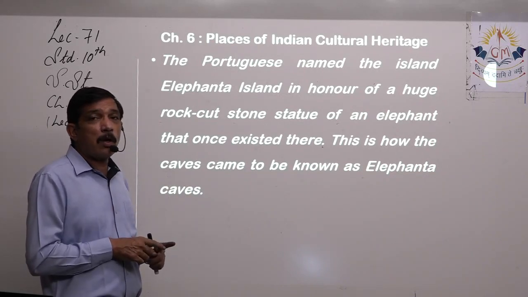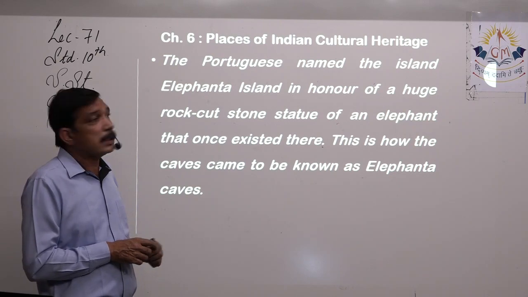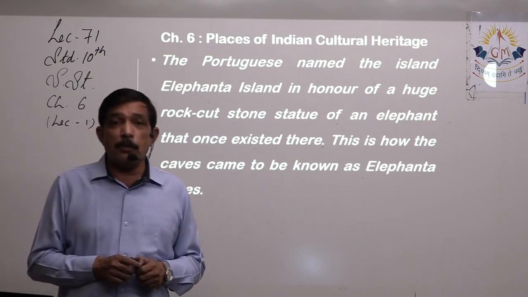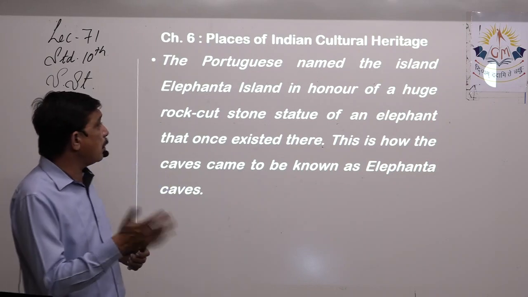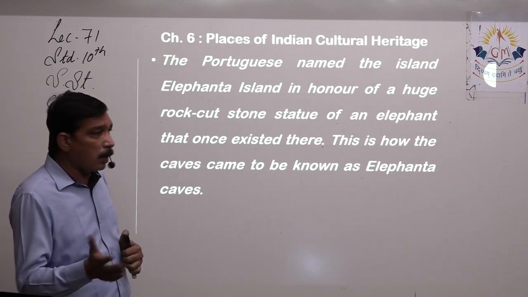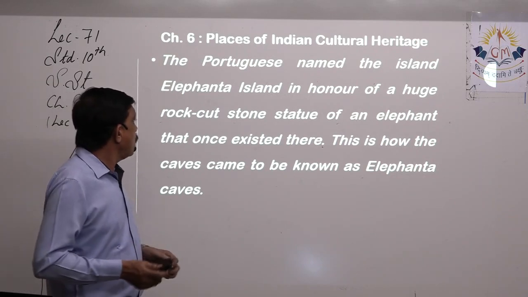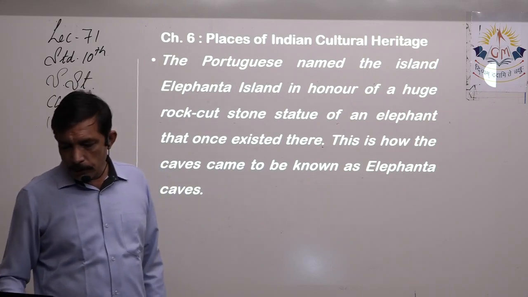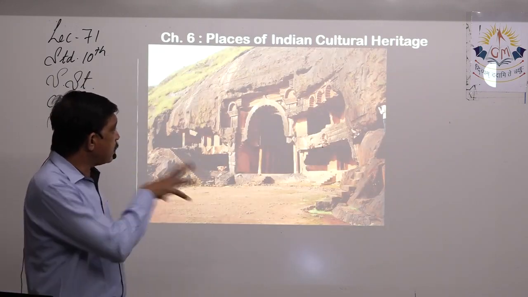Because of that rock cut statue of an elephant, the Portuguese gave the island the name Elephanta Island, or Elephanta, which later became known as Elephanta Caves. Otherwise, local people call it Garapuri. This is how the caves came to be known as Elephanta Caves. There's a very fine picture of the entrance of the caves.